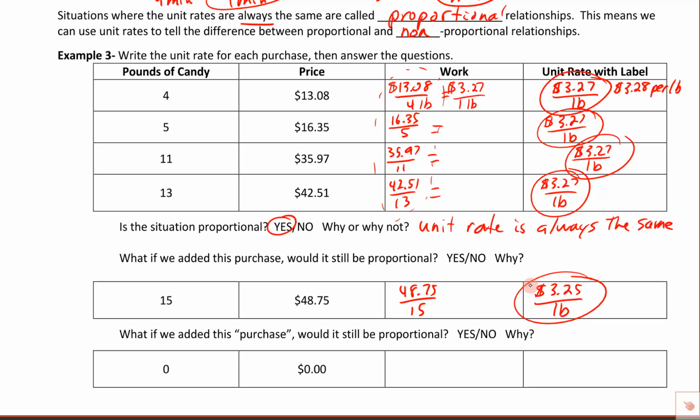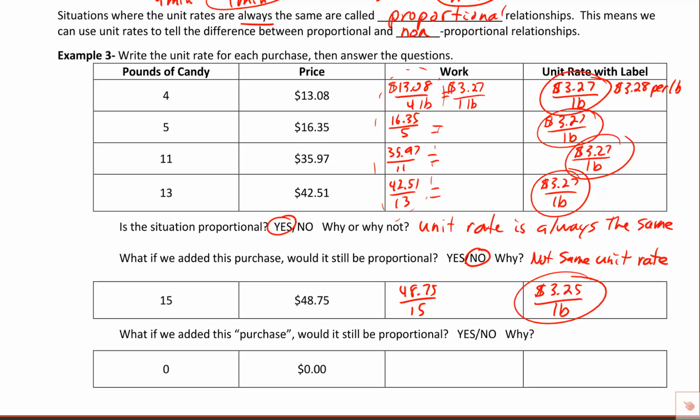Now, if we added that purchase, would it still be proportional? And the answer to that is no, and we would just say not the same unit rate. Now, this does happen quite often. Maybe at this particular merchant, once we get over 15 pounds, once we're buying a whole bunch of it, kind of like a volume discount, they're going to give us a little bit of a cheaper price. So they knock off 2 cents per pound. Not too much, but every little bit helps, especially if we're buying hundreds of pounds of candy or something like that. So if we had added this one, then the answer would be no.